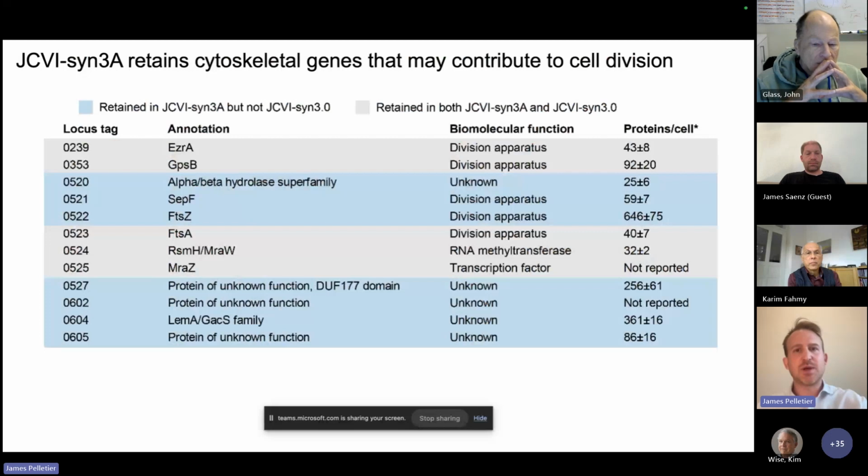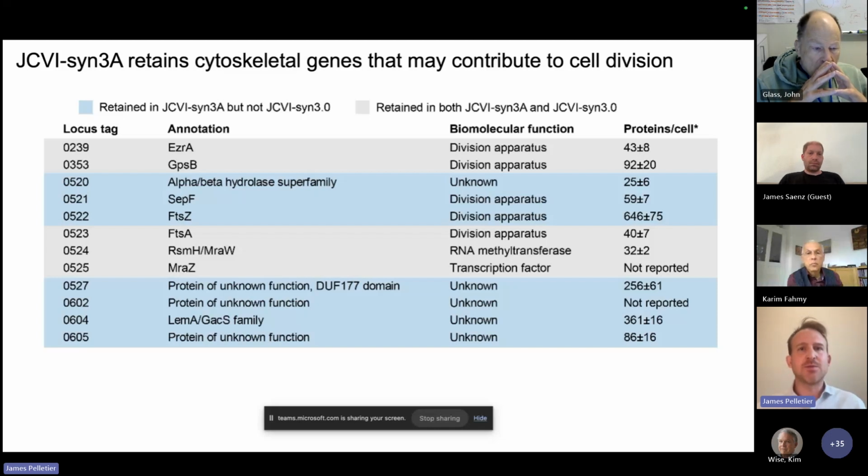So this is now our current knowledge of genes that could be contributing to cell division in syn3A. The blue genes are the 7 genes that we identified. The gray genes are genes that are retained in syn3.0 as well. And the first two, EzrA and GpsB, we hadn't annotated previously. David's work identified these homologs, and these are known to interact with the division machinery in other bacterial species.